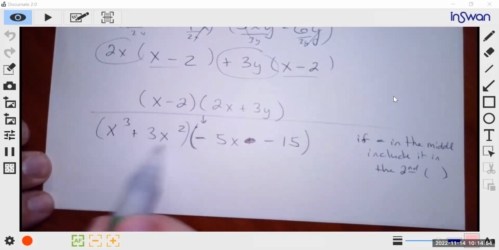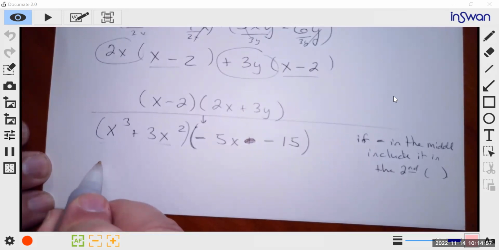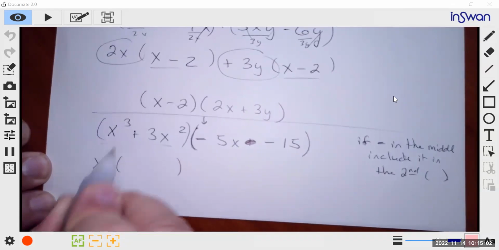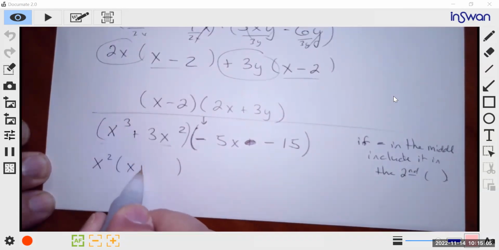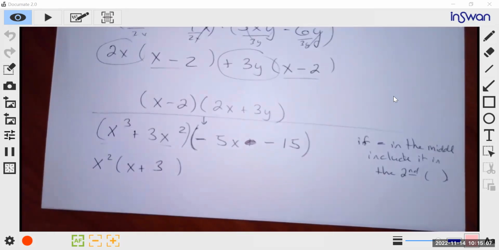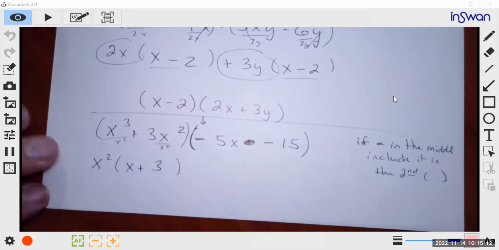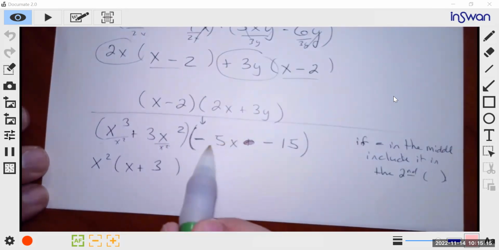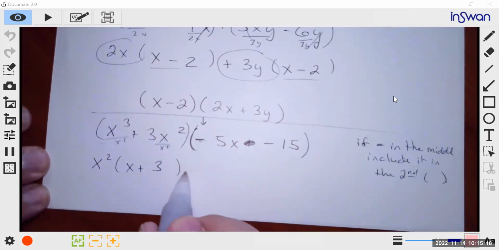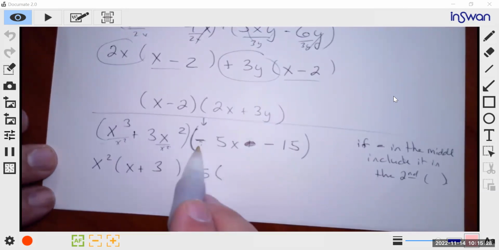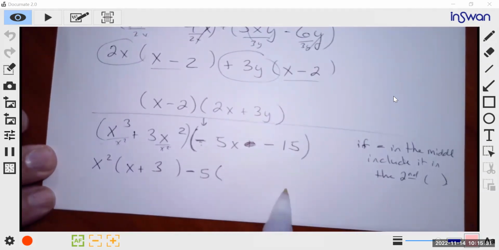Repeat the same process now. What's the first parenthesis? What do they both have in common? So if I took away two x's, I get x. If I took away two x's, I just have a 3. So I divide by x squared. Now the second one, since that's a minus sign there, we have to factor out a negative also. They both have a negative 5. So once you take out the negative, that changes the signs inside the parentheses to positive.